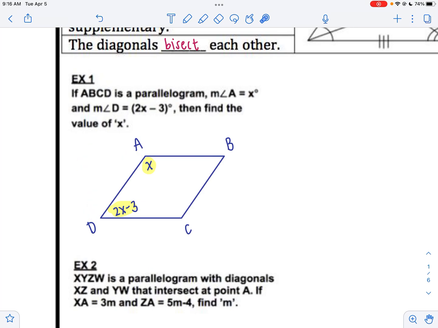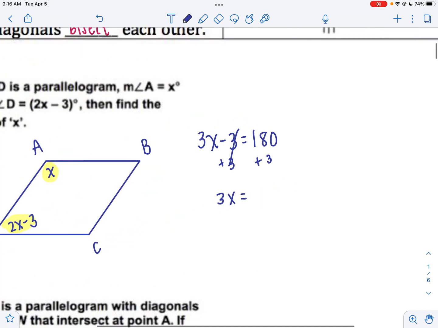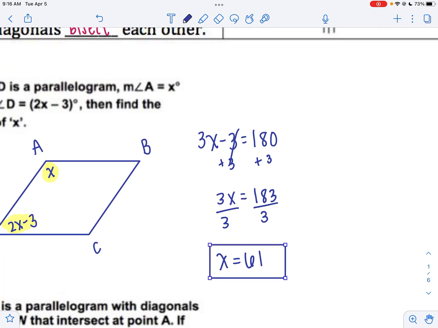So be really careful. Are we looking at the half or are we looking at the whole? So I'm going to do part plus part. I'm going to add 2x minus 3 plus x. And if I combine like terms, 2x and x would be 3x minus 3 equals 180. And now I'm just going to solve for x. So I'm going to add 3 to both sides. So now I have 3x equals 183. And then to solve for x, I'm going to divide both sides by 3. So x would equal 61. And that's it. That's how this works.